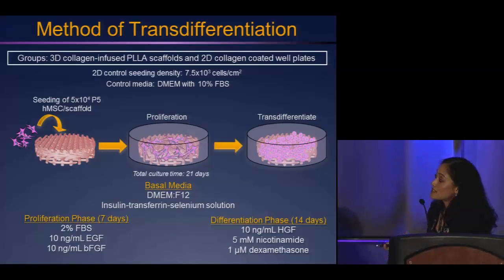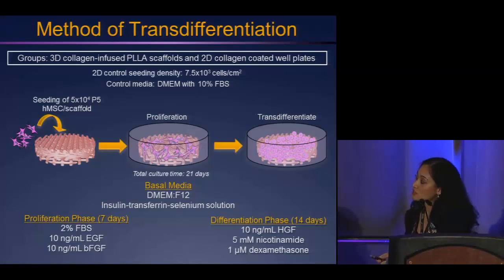So the method of transdifferentiation in these 3D structures is a two-step process where we first seed passage 5 human mesenchymal stem cells within the scaffold. And the first stage is a proliferation stage where we use a proliferating medium, which consists of fetal bovine serum, endothelial growth factor, and fibroblast growth factor for about 7 days.